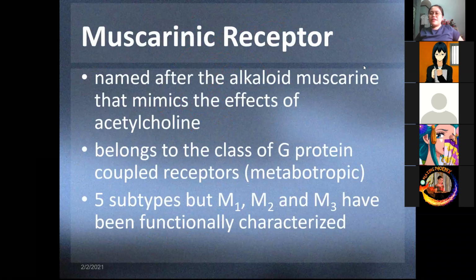Okay, so let's talk about the receptors of our acetylcholine. The first receptor is called the muscarinic receptor. It's named after an alkaloid called muscarine, which is found in mushrooms. Though a mushroom is not a plant, it has an alkaloid, and we call it muscarine. According to studies, that's why they call the receptor muscarinic, because the effect is the same as muscarine. Once muscarine is ingested, the effect is the same as acetylcholine. So the name of the receptor is muscarinic receptor.